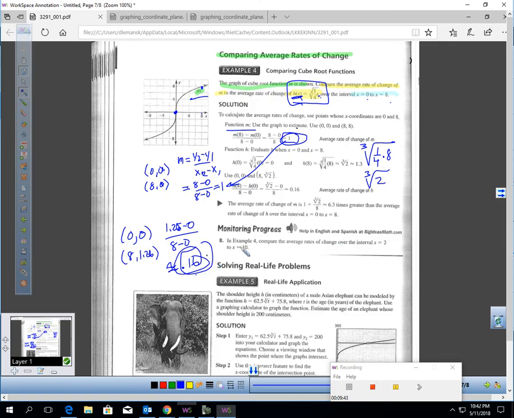Let's see how many times greater. I'll take 1 and divide it by 0.16, and when I do that, it looks like I'm getting 6.25 times greater. Okay? So a much greater rate of change for graph M than h of x. So let's see, they have 6.3, I have 6.25.